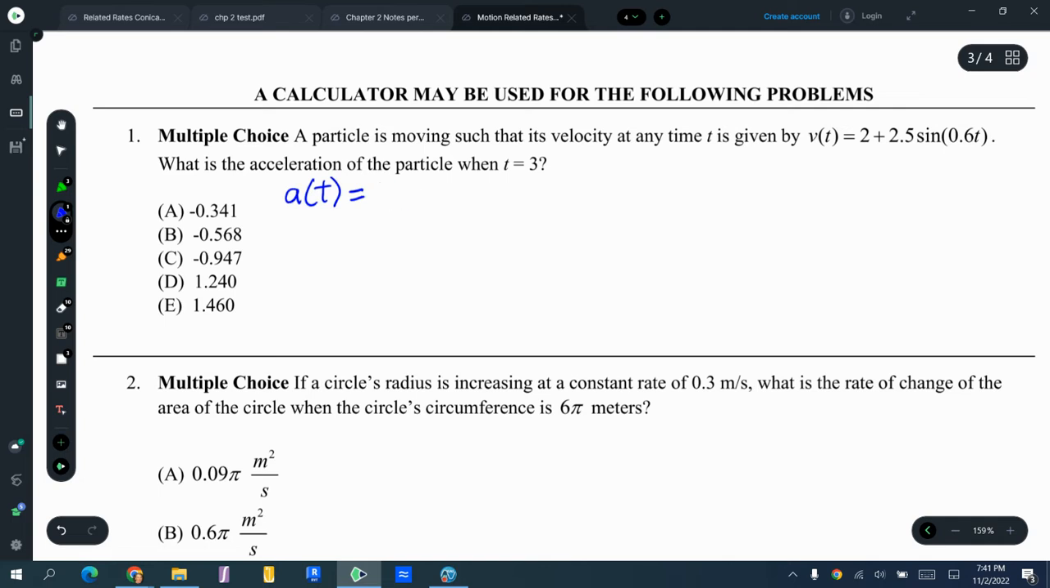We're doing the derivative. Derivative of 2 is 0. Derivative of 2.5 times the sine of 0.6t. So 2.5 is a constant multiple. The derivative of the sine of anything is the cosine of that thing. And then we have a chain, so we're going to multiply by the derivative of the inside, so it's 0.6. And we are trying to do this when t equals 3.